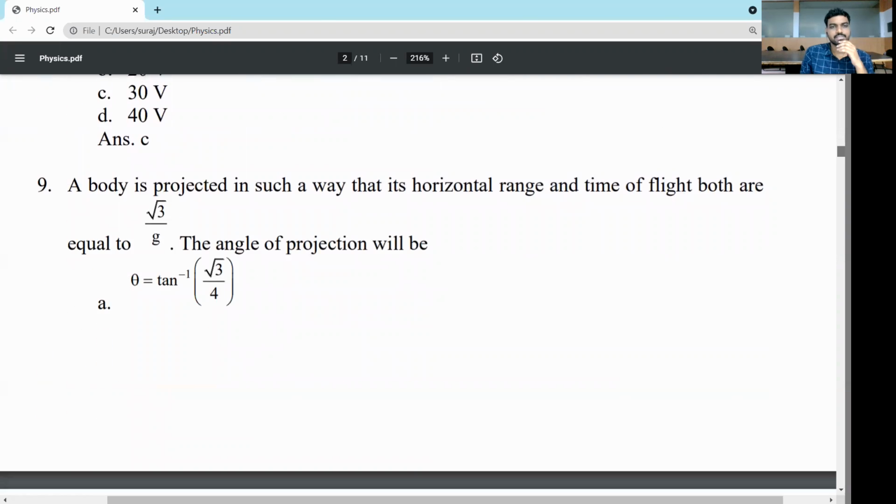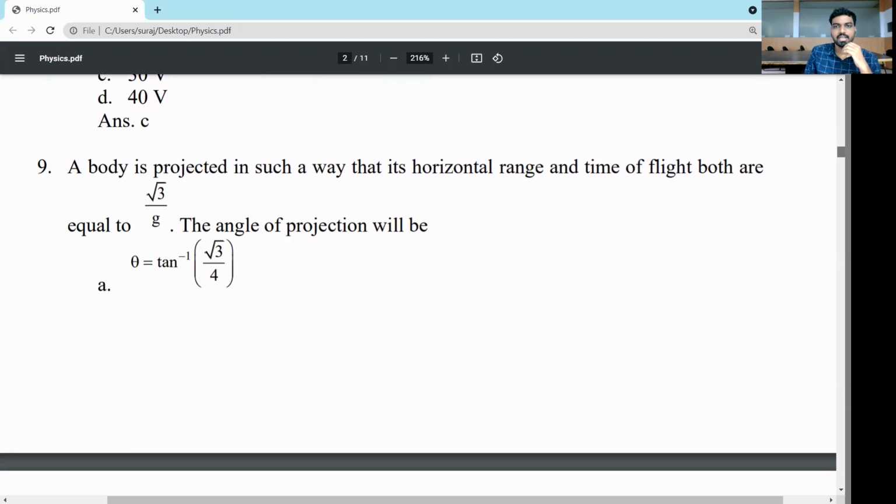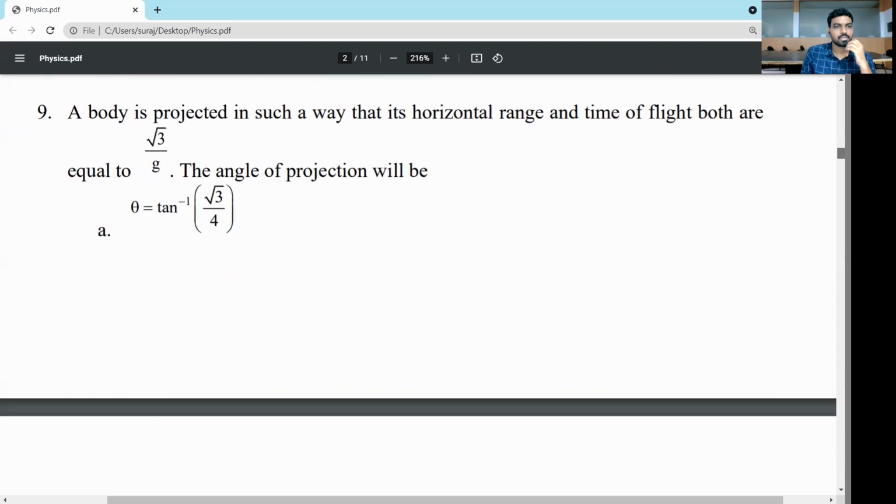A body is projected in such a way that the horizontal range and time of flight both are equal to root 3 by g. The angle of projection will be? Horizontal range is what? U square sine 2 theta by g equal to root 3 by g.